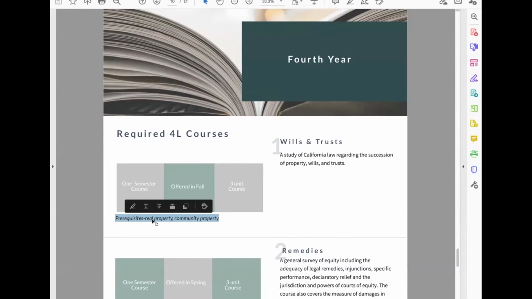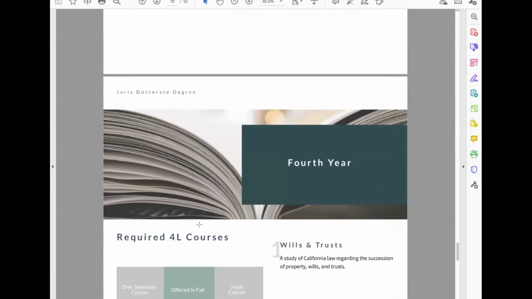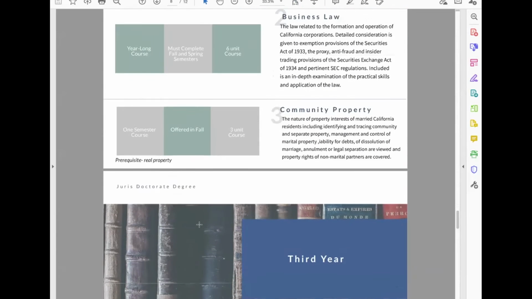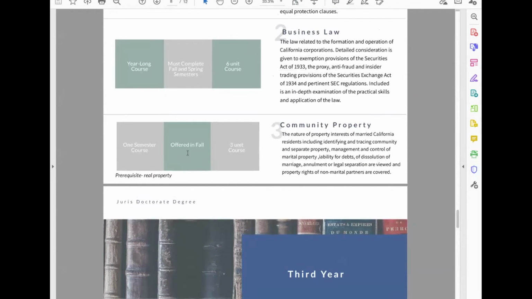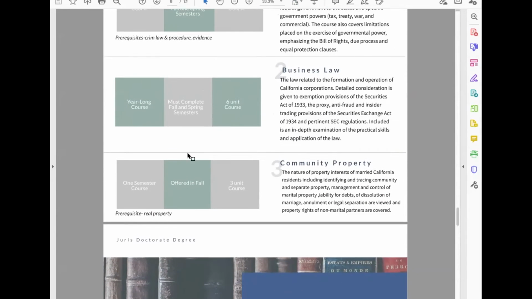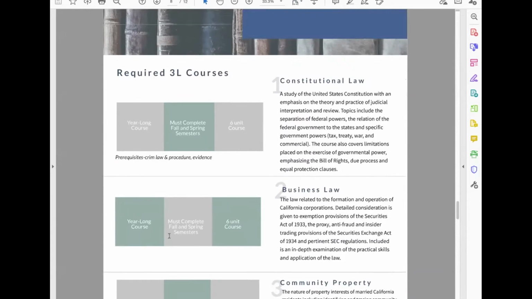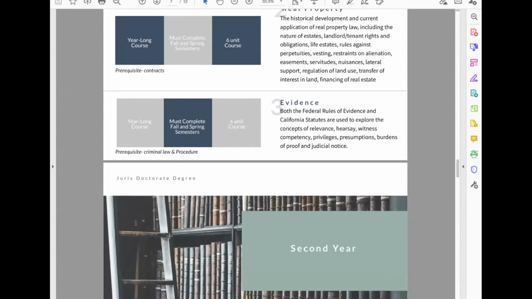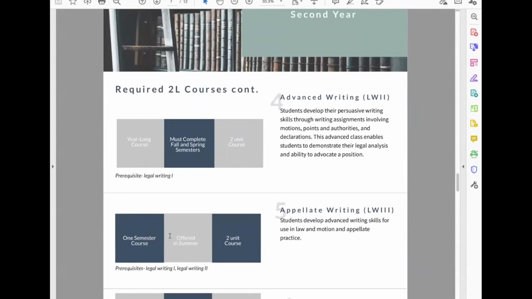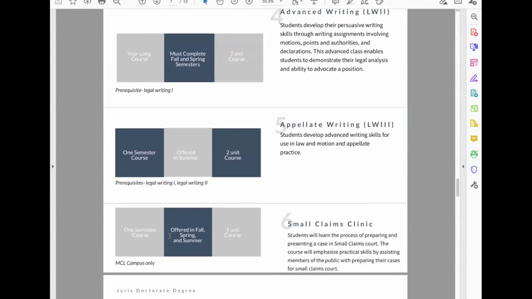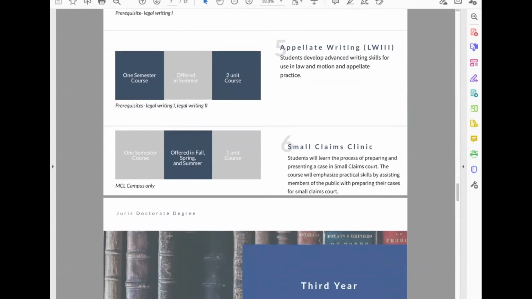So they need to do real property and community property as prerequisites to take wills and trusts. But that doesn't actually happen until they take community property in the fall of their 3L year, because they're taking real property in the fall of their 2L year. So the program is designed for them to take each course in order so that they can finish the prerequisites and graduate in 4 years.